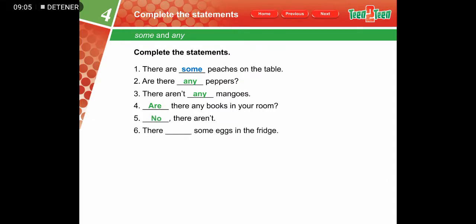Number 6. There some eggs in the fridge. Como es ahí some eggs, plural, entonces vamos a usar el verbo are. There are some eggs in the fridge. Are any tomatoes? ¿Cuál es entonces el que usamos? There, ¿verdad? Are there any tomatoes? Yes, there. ¿Qué verbo vamos a usar? Are, ¿verdad? No vamos a decir aren't porque no es negativo, sino que es afirmativo. Are.